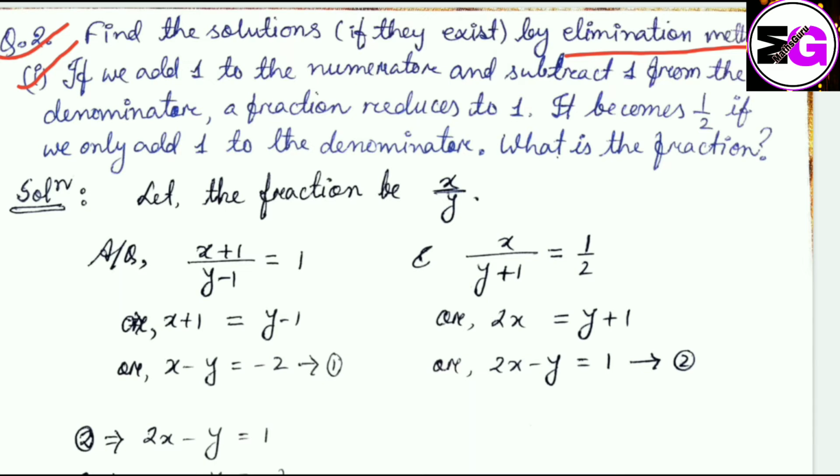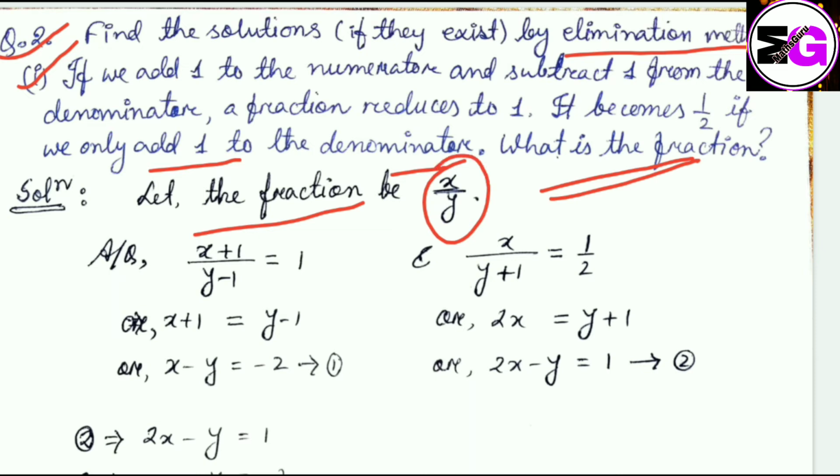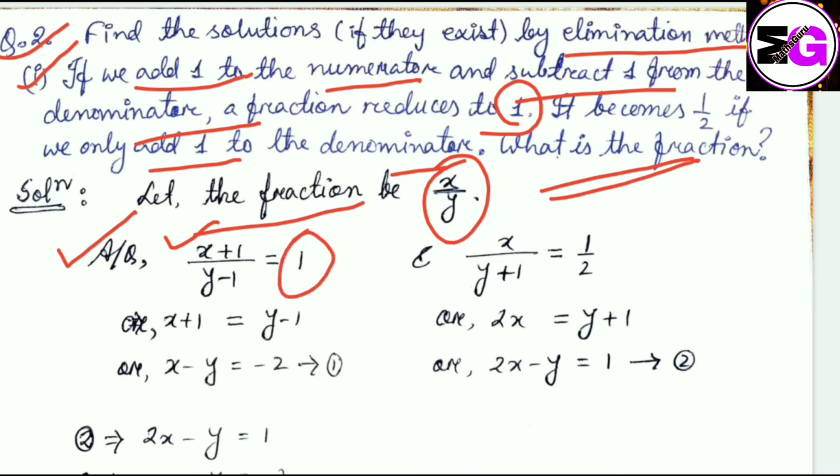by 2 if we only add 1 to the denominator, what is the fraction? So let the fraction be x by y. According to the question, if we add 1 to the numerator and subtract 1 from the denominator, the fraction reduces to 1. So (x plus 1) by (y minus 1) is equal to 1.